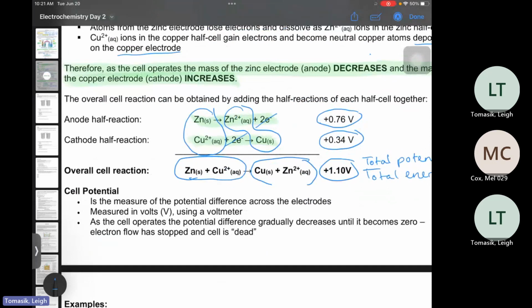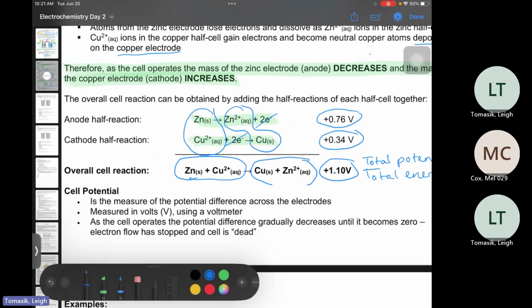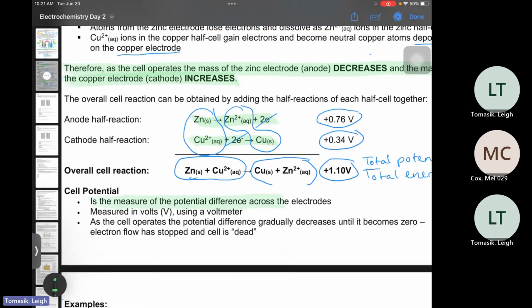The cell potential is the measure of the potential difference across the electrodes. That's how we say it in physics. It's measured in volts using a voltmeter. So if you made your own battery at home, you could get a multimeter from Canadian Tire or any hardware store, and you could measure the potential of your cell. As the cell operates, the potential difference gradually decreases until it becomes zero. The electron flow has stopped and the cell is dead.